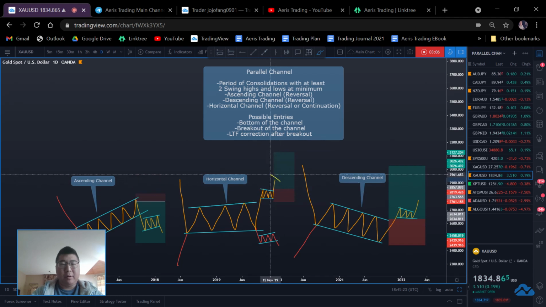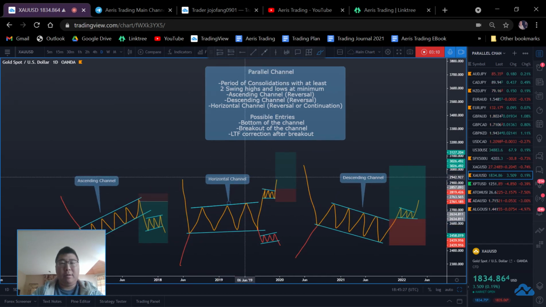Now, the horizontal channel is something I didn't talk about in the last video, and horizontal channels are a little bit more advanced. They're more neutral, meaning that the correction itself is neither ascending nor descending. It's moving in a sideways kind of formation. But it's the same concept: when the channel completes, we're going to get a strong impulsive phase. Horizontal channels are more neutral, meaning that they can be both reversal and continuation.